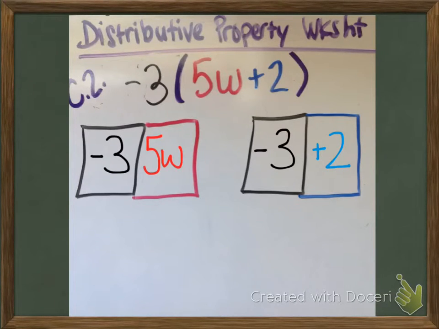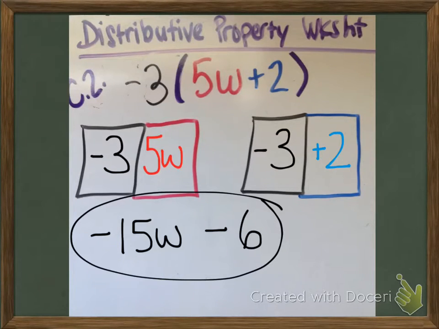Now it's time to solve. A negative 3 times a positive 5w is negative 15w. A negative 3 times a positive 2 is a negative 6. Your answer is negative 15w minus 6.